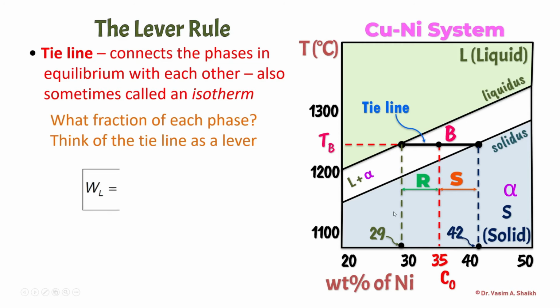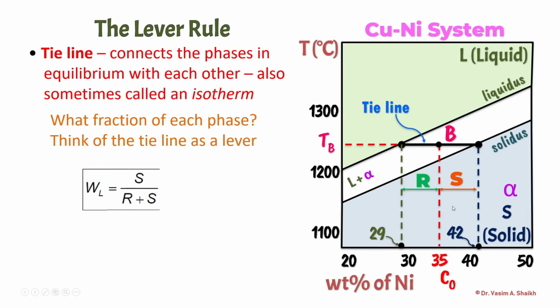Now we need to find out the weight fraction of liquid at this particular point. So how to do that? So we will have to do some calculation, and that is S over R plus S. So now what is S? So this distance is S. So if we want to find out the weight fraction of liquid, we are taking S. Okay, S should be in the numerator, and then S over R plus S.